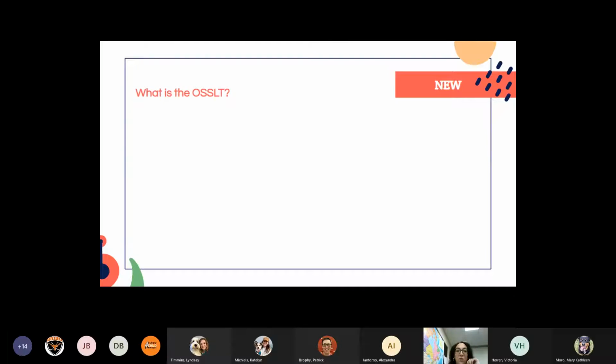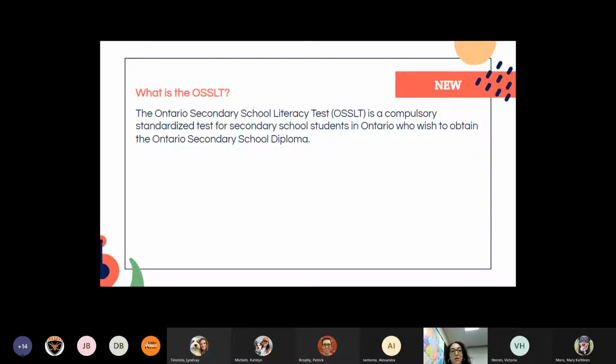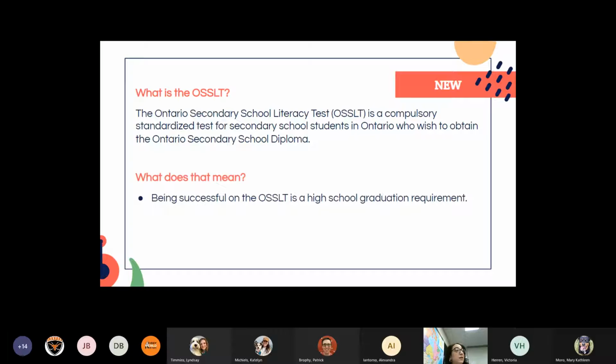So the OSSLT, what is it? It is the Ontario Secondary School Literacy Test. It is compulsory, so that means it's mandatory for all grade 10 students in the province. It is standardized in that all grade 10 students in the province of Ontario will complete the same test. What this specifically means for you in terms of your diploma is that being successful on the literacy test is a high school graduation requirement.